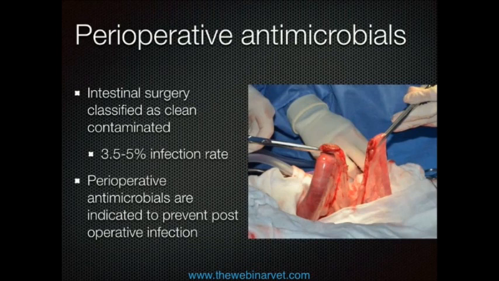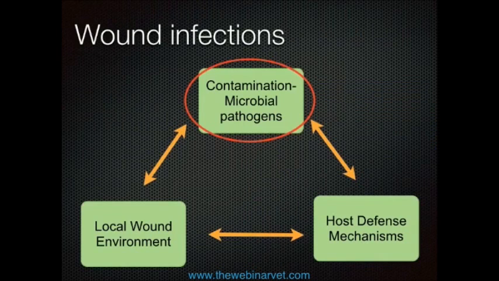Perioperative antimicrobials are actually indicated in clean contaminated surgeries in order to try and prevent the risk of developing a post-operative infection. Now, wound infections occur because of a number of different reasons, and there's a whole bunch of factors at play. One of the things that is important to consider is the interplay between not only the pathogen or the bug that's in there, but also, for a wound infection to actually establish itself, there has to be deficits or problems with the wound environment, and also host defense mechanisms. And so a wound infection, for it to develop, is an interplay between these three things.